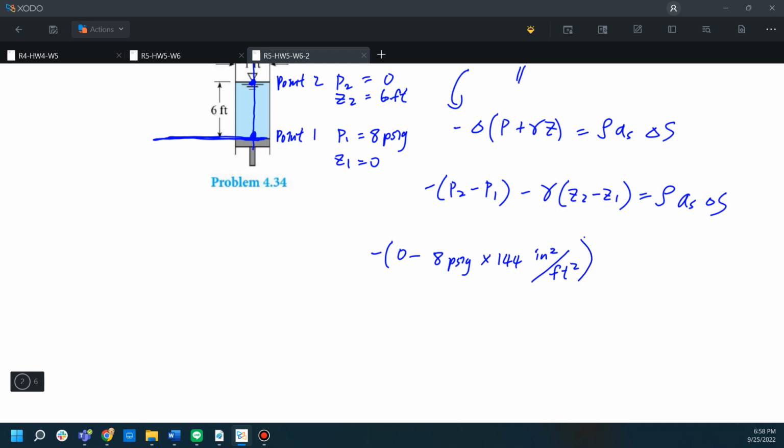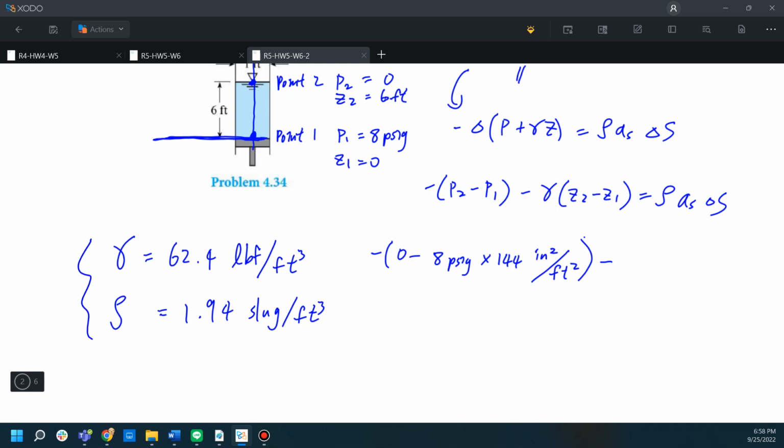Okay, and we have the second term, that's gamma. The gamma is equal to 62.4 pounds per cubic feet, and rho is equal to 1.94 slug per cubic feet. Okay, these are the two constants that we use in this problem.